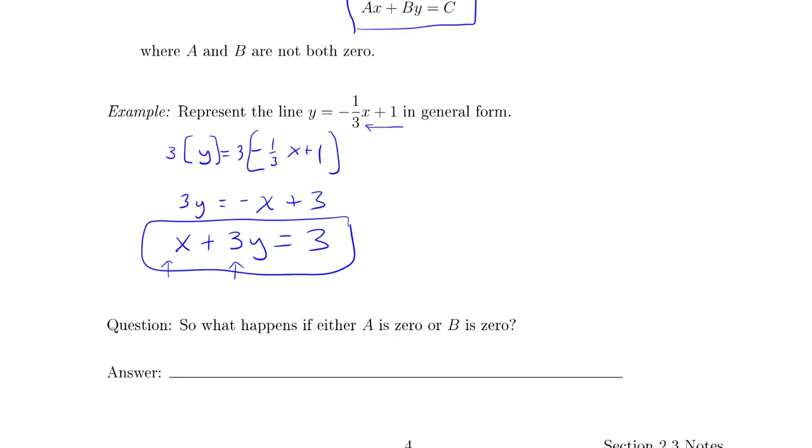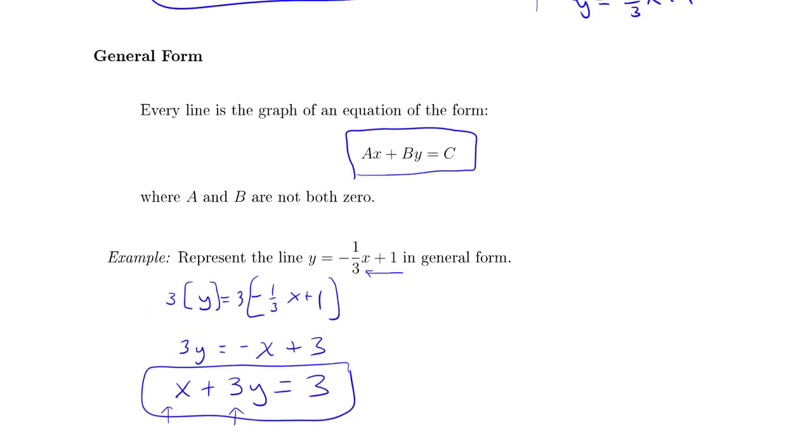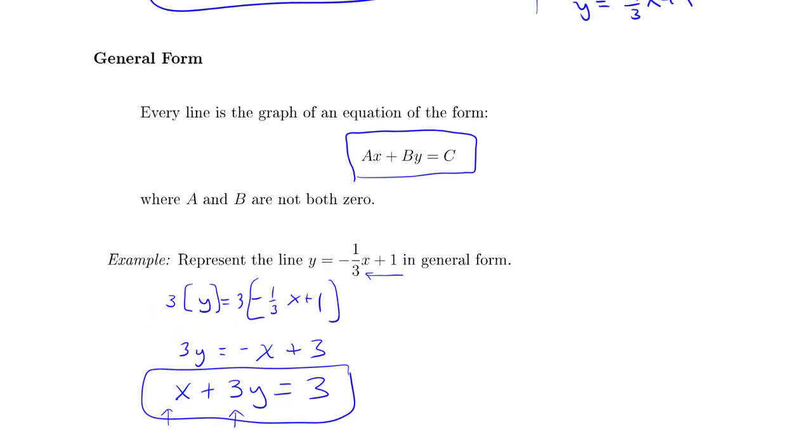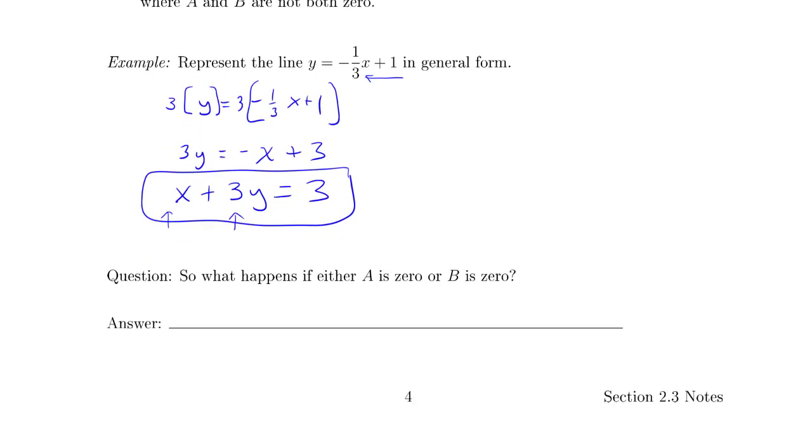All right, so the question is, we said a and b can't both be 0. Well, that makes sense, because if I had a and b both be 0, then the left-hand side would be 0, and the only thing on the right-hand side, c, could be 0, so very limiting. But what happens if either a is 0 or b is 0? One of them is 0. Well, those are the cases where we get horizontal and vertical lines. So let's see how exactly that happens.